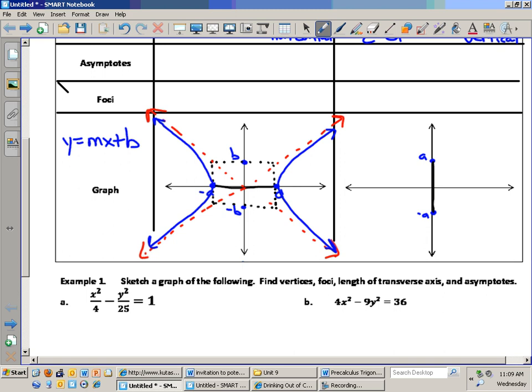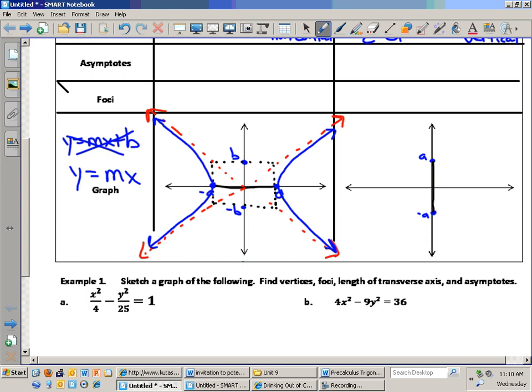What is the y-intercept or the b-value for these asymptotes? What y-value do these asymptotes cross through? Zero. They cross right through the origin. So we could condense our equation down to y equals just mx. So we just need a slope. How do we calculate slope? B over A, rise over run.